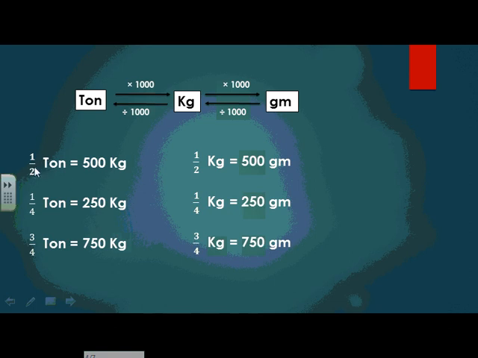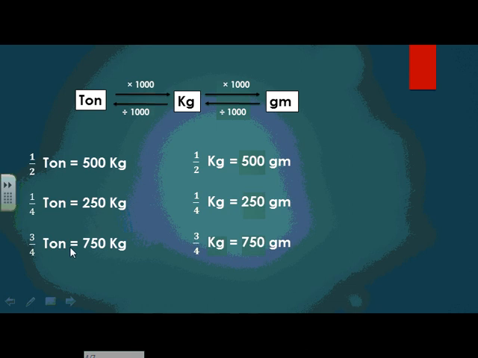Now, half ton equals how many kilogram? Equals 500 kilogram. Half ton means half the 1000. It's equal 500 kilogram. Half kilogram equals how many gram? 500 gram. Quarter of a ton equals 250. It means the quarter of 1000. So it's equal 250 kilogram. Quarter kilogram equals 250 gram.